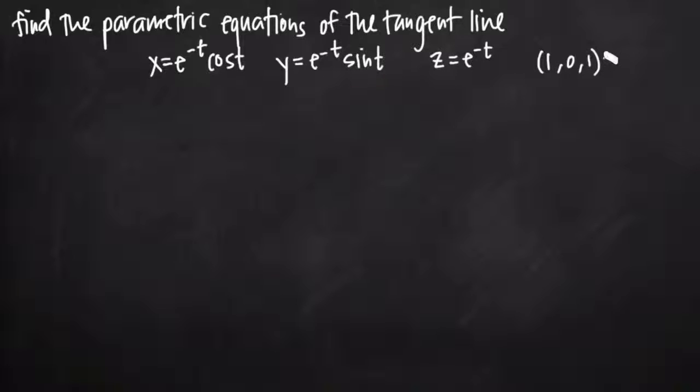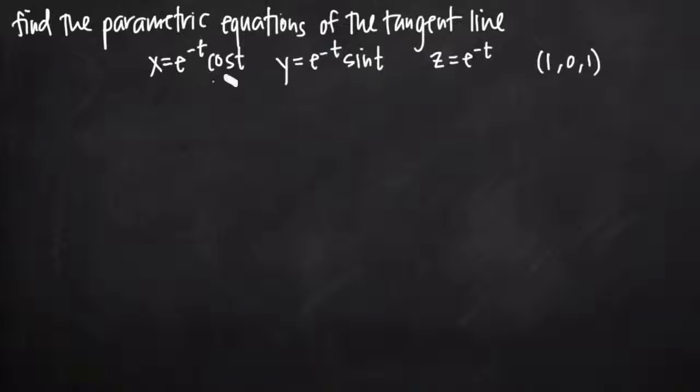And we've been asked to find the parametric equations of the tangent line to this curve at the point 1, 0, 1. So the first thing we need to do, because we have parametric equations x, y, and z defined in terms of some parameter t, is find the parameter value for t that corresponds to the coordinate point 1, 0, 1.